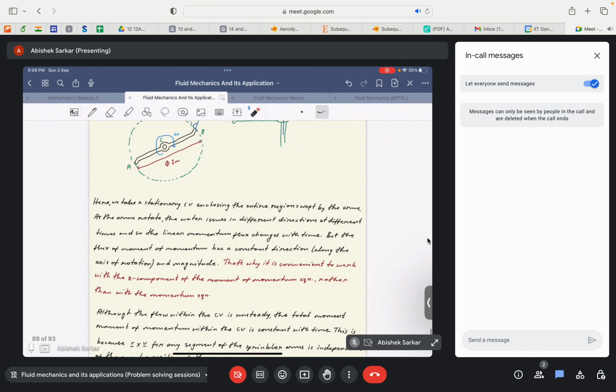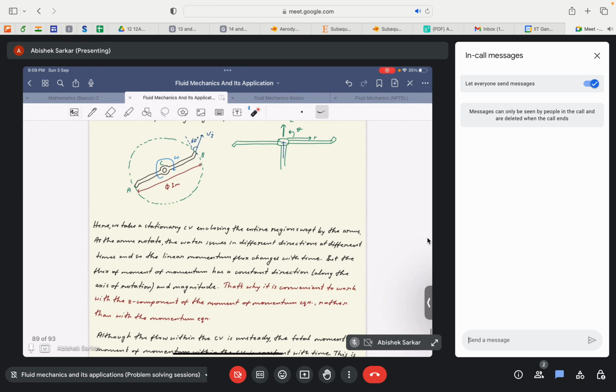So here we take a stationary control volume enclosing the entire region swept by the arms. These are the arms of the sprinkler. As the arms rotate, the water issues in different directions at different times, so the linear momentum flux changes with time. This is a very key fact to note.